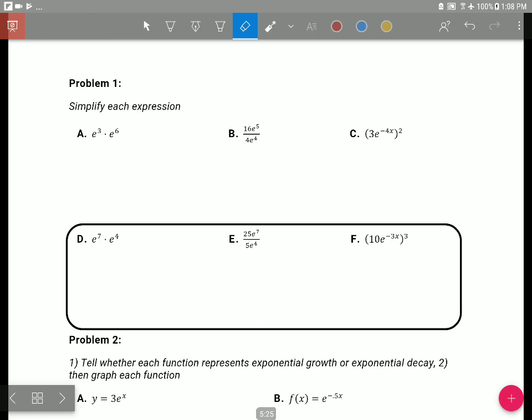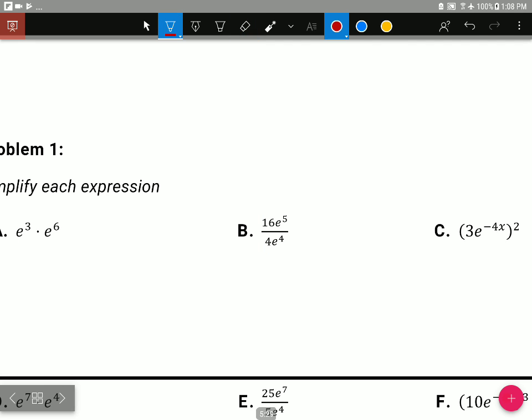So first things first, let's talk about how we deal with the e in general. First things first, we're going to say treat e as a variable.